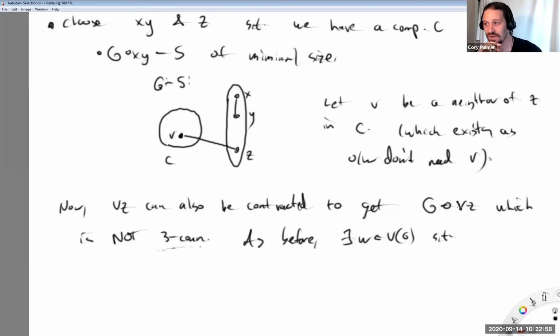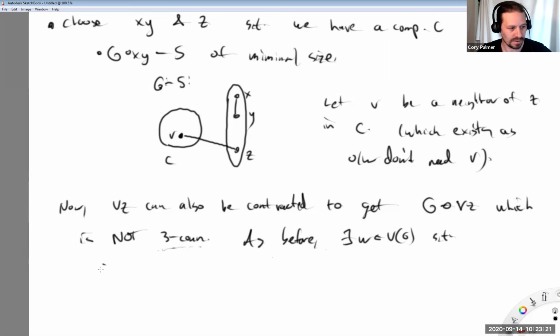But the contraction of this edge results in a graph that's not 3 connected. Therefore, that not 3 connected graph has a cut set of size 2, as we argued before. That cut set of size 2 must include the vertex created by the contraction here, plus some other vertex W, right? It can't be of size 1, as we established before. So this W exists for the same reason that Z existed.